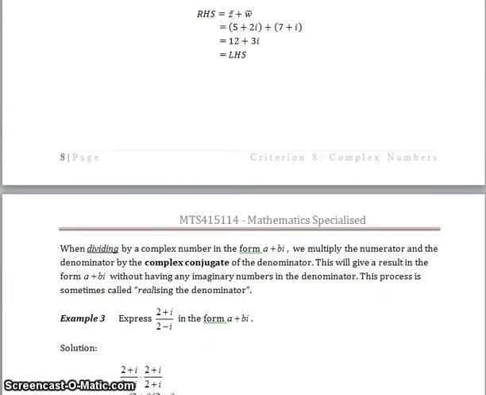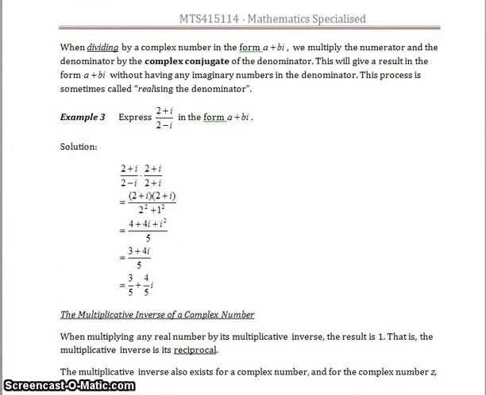Let's move down. And this is what we're really getting to now: when we're dividing by a complex number in the form of a plus bi, we multiply the numerator and the denominator by the complex conjugate of the denominator. This will ensure that we get a result in the form of a plus bi without having any imaginary numbers in the denominator. So let's look at this particular example.